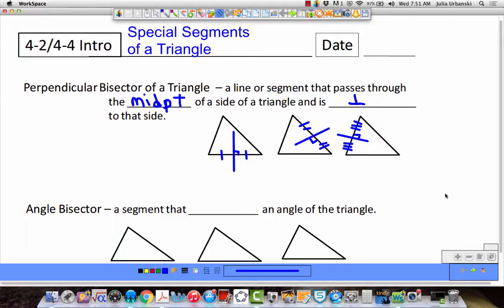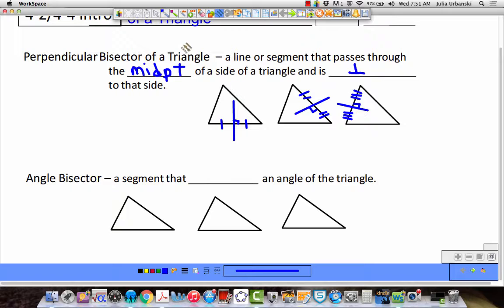All right, that's what perpendicular bisectors are going to look like. What are you going to look for with angle bisector? You guys know bisector cuts in half. What's going to get cut in half there? Angle, yep. An angle's going to get cut in half, that's right. And there are three angles. So it's a segment that bisects an angle, or cuts an angle exactly in half.